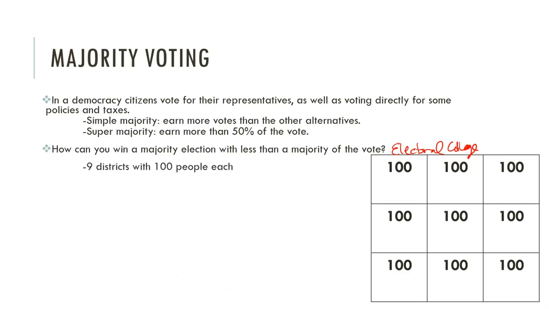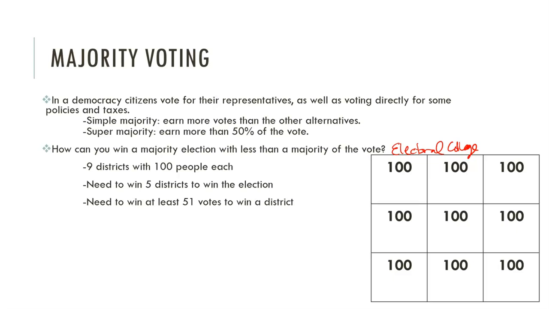So in this example, we have 9 districts that each have 100 people each. And you need 5 districts to win the election. And you need at least 51 votes to win a district. So I'm trying to win 5 of these 9 groups of people, and then I will win.